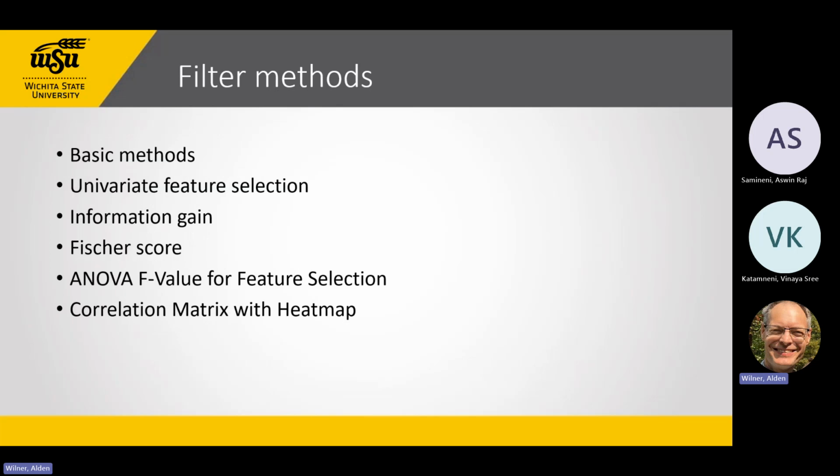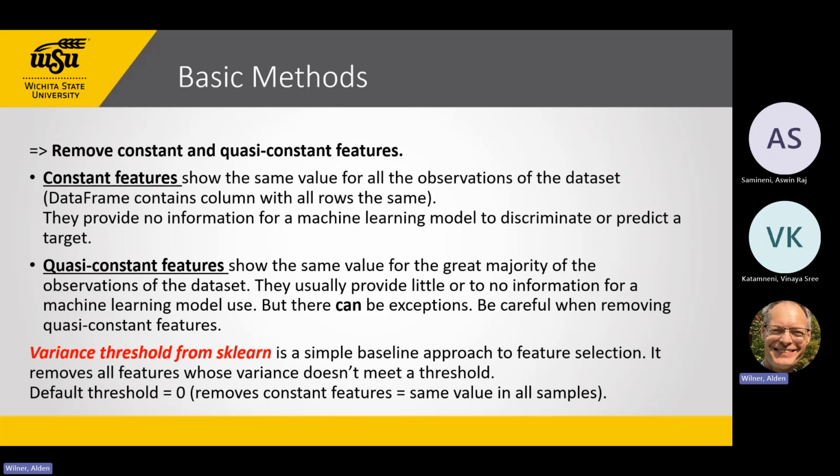The basic features: we've got what we call basic features. We've got univariate feature selection, information gain, and the Fisher score. We have the ANOVA F value for feature selection, and we can do correlation matrices, maybe with a heat map, to understand which of our data looks like it's useless. Basic methods are straightforward.